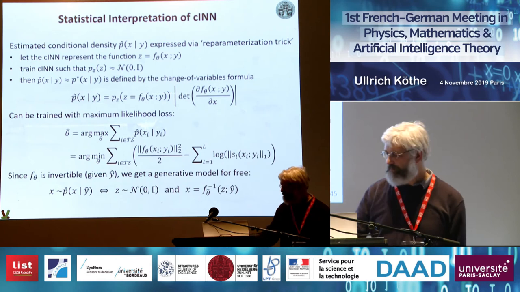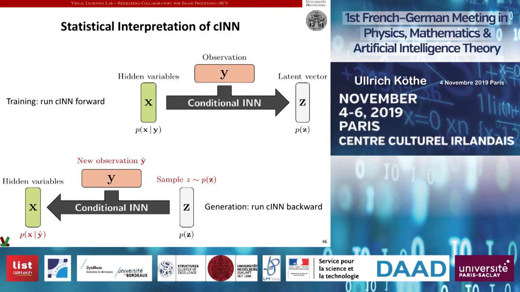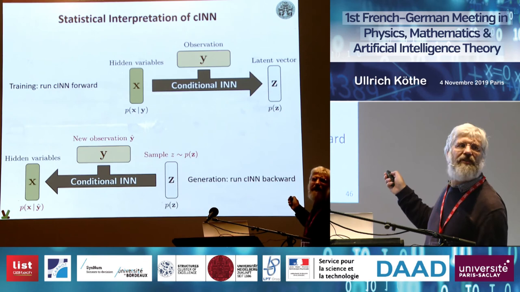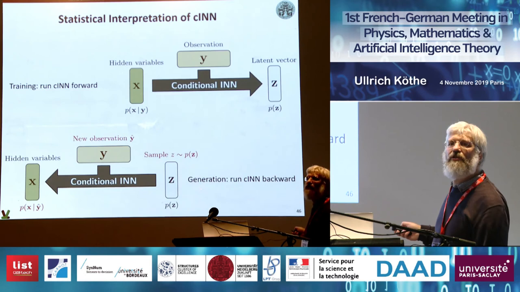So here's a graphic. Here comes the observation. We train the forward process of X to a simple distribution. This is called the target distribution, and this is the reference distribution. That's the training, and in generation or inference, we run the thing backwards.